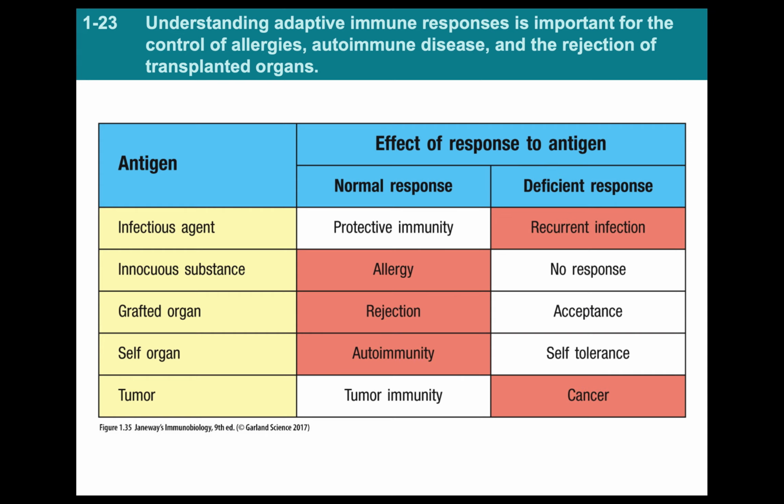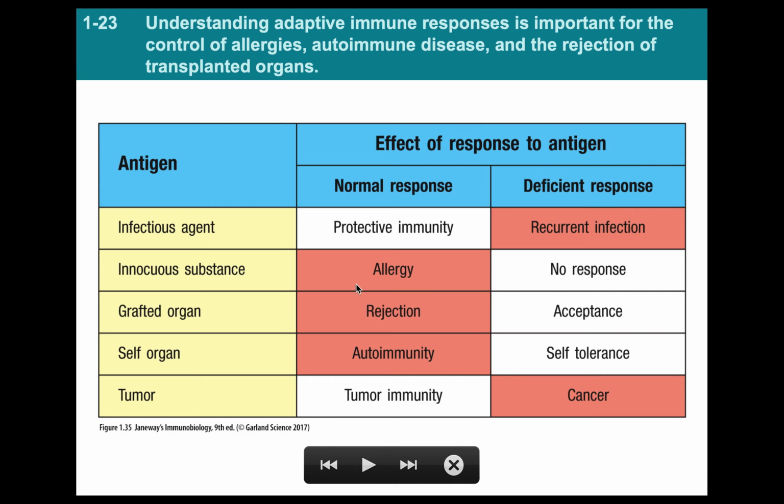Okay, so they're all different responses, and sometimes we get the immune response we want, and sometimes we get the immune response we need, and sometimes we get the immune response that would totally be good in a different situation and does not help us one bit here. So with an infectious agent, if we make a good normal response, we will actually get protective immunity. We won't get sick. If we don't make enough of a response, or we make the wrong response, then we will get infected over and over and over again by this thing.